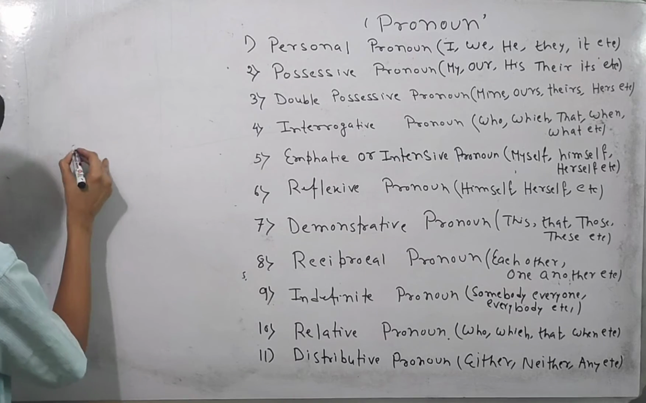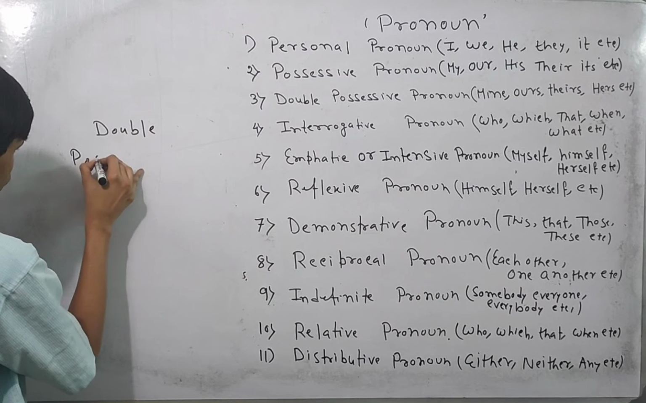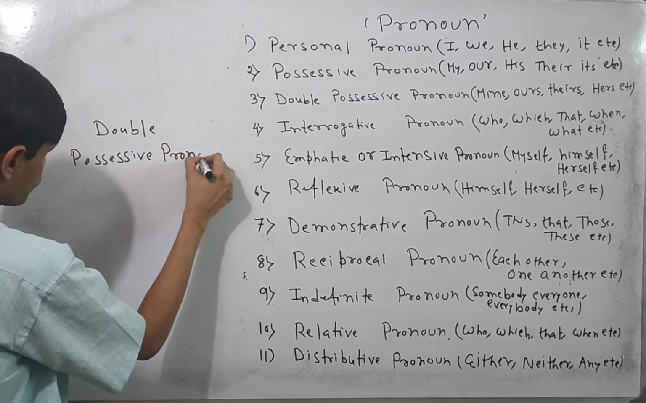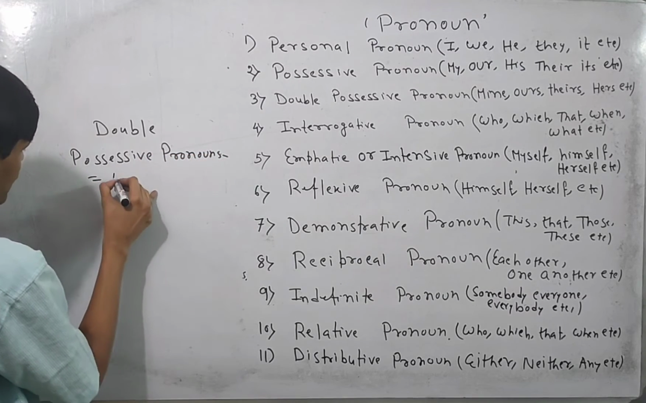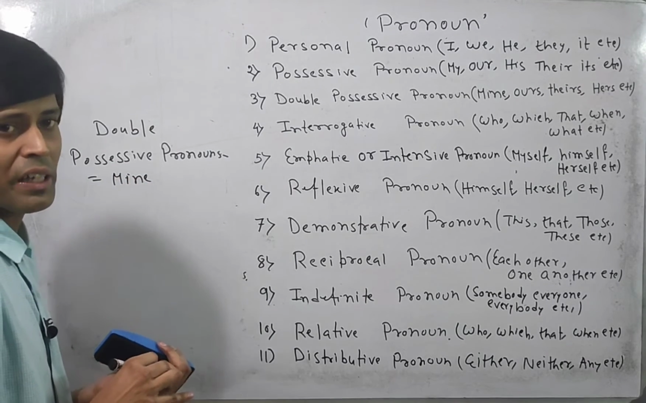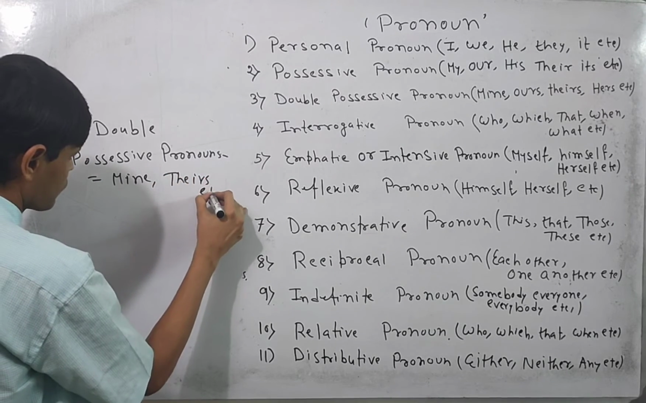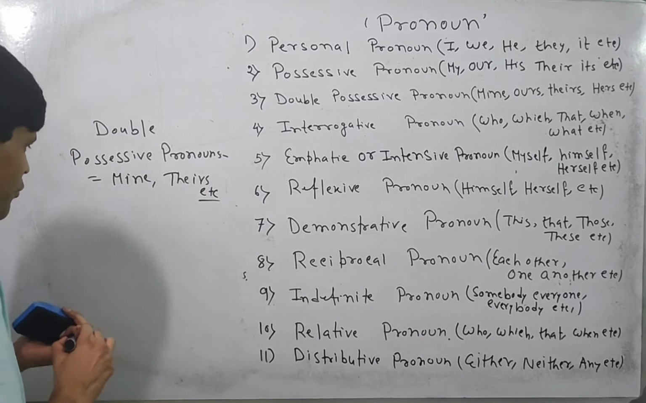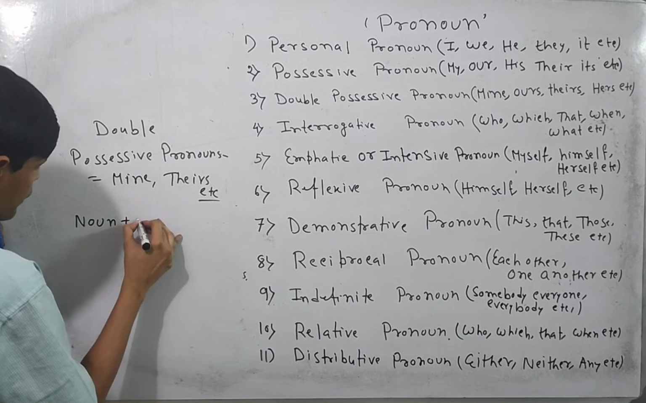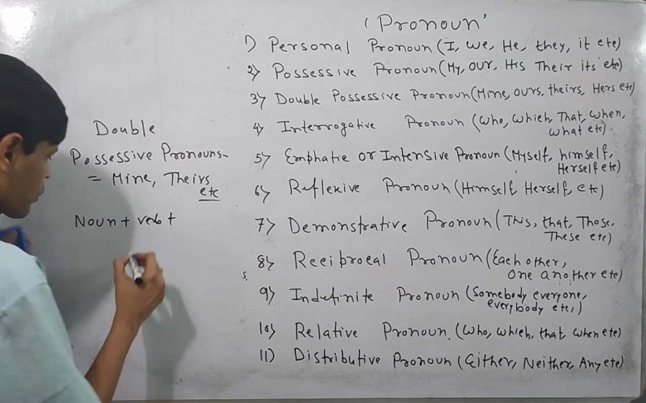First you have to write the noun. Double possessive pronouns, suppose I say mine. Mine has come from the personal pronoun I, or theirs, etc. All are double possessive pronouns. Now there is a specific system. First you have to write the noun, then the verb, then you can insert the double possessive pronoun.